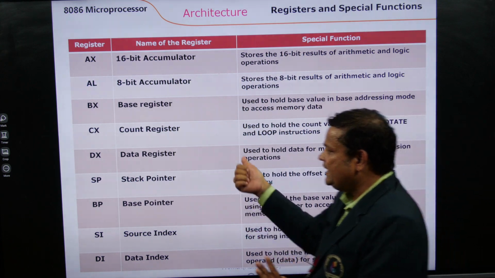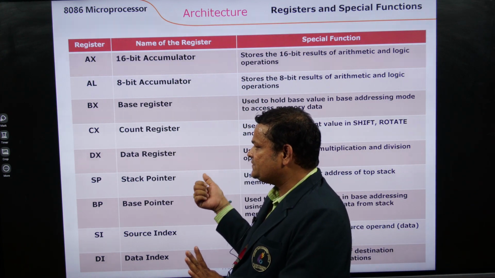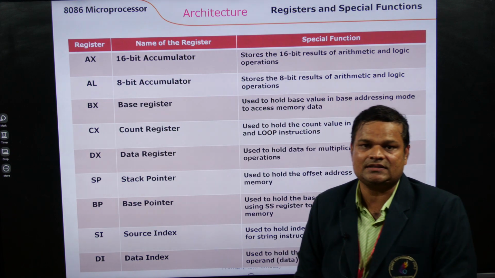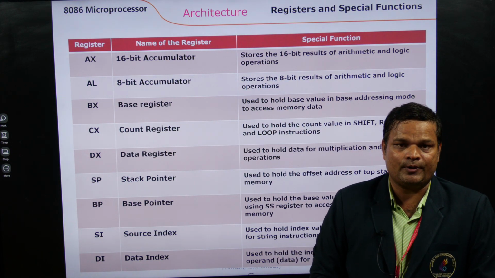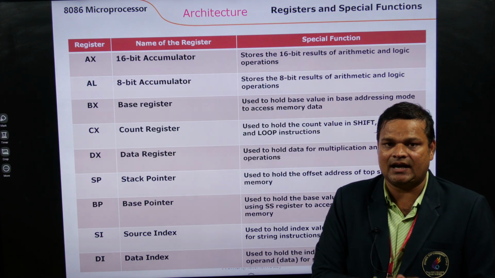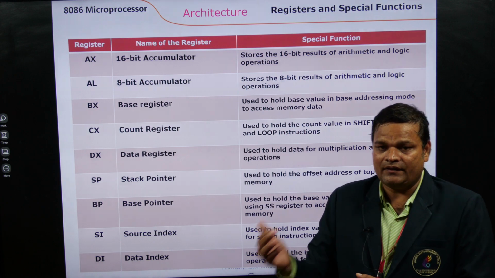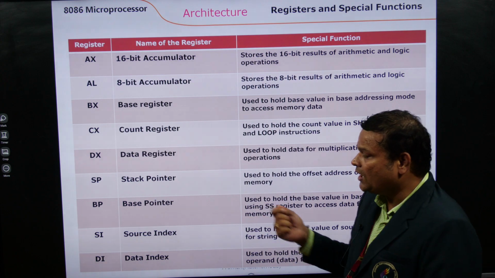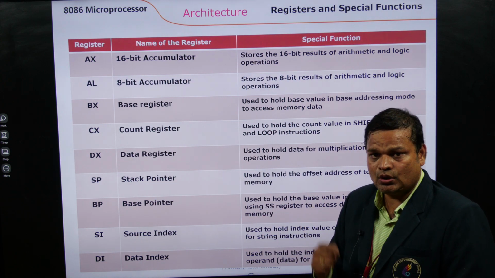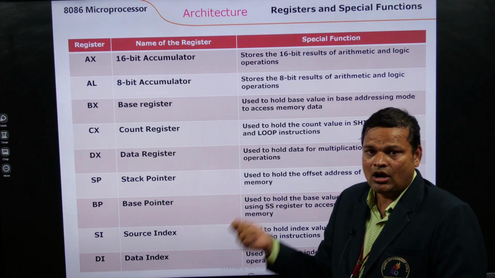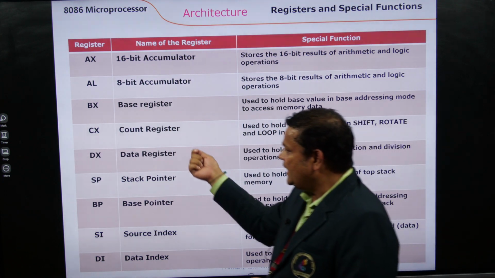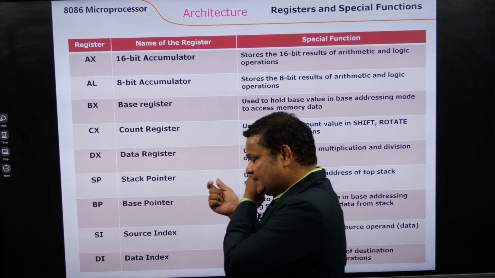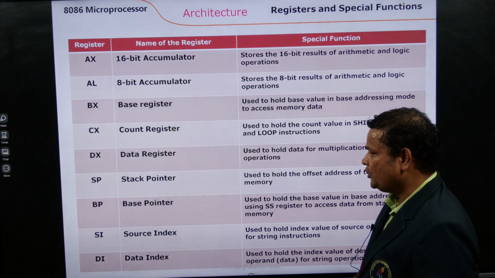Next comes the DX register. Apart from general purpose work, the DX register also plays a vital role during input output operation. Whenever we transfer data to, or receive data from, something other than memory, we use the IN and OUT instructions. To store the address of the device, we use the DX register, and it plays a vital role in the input output operation.